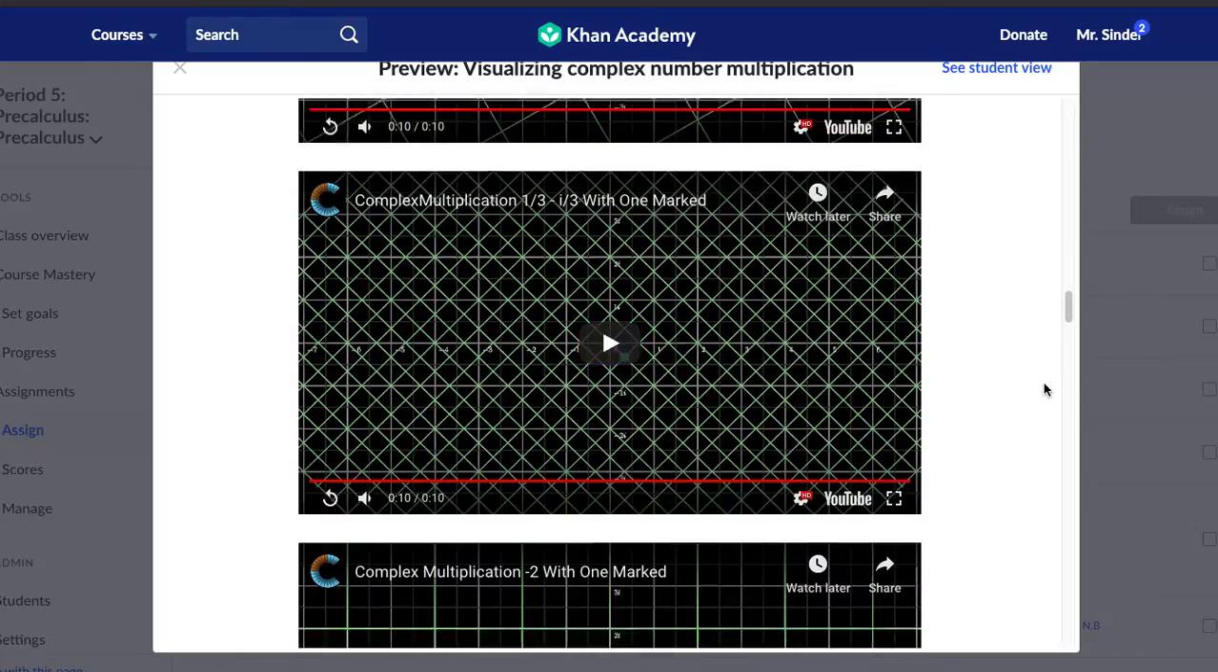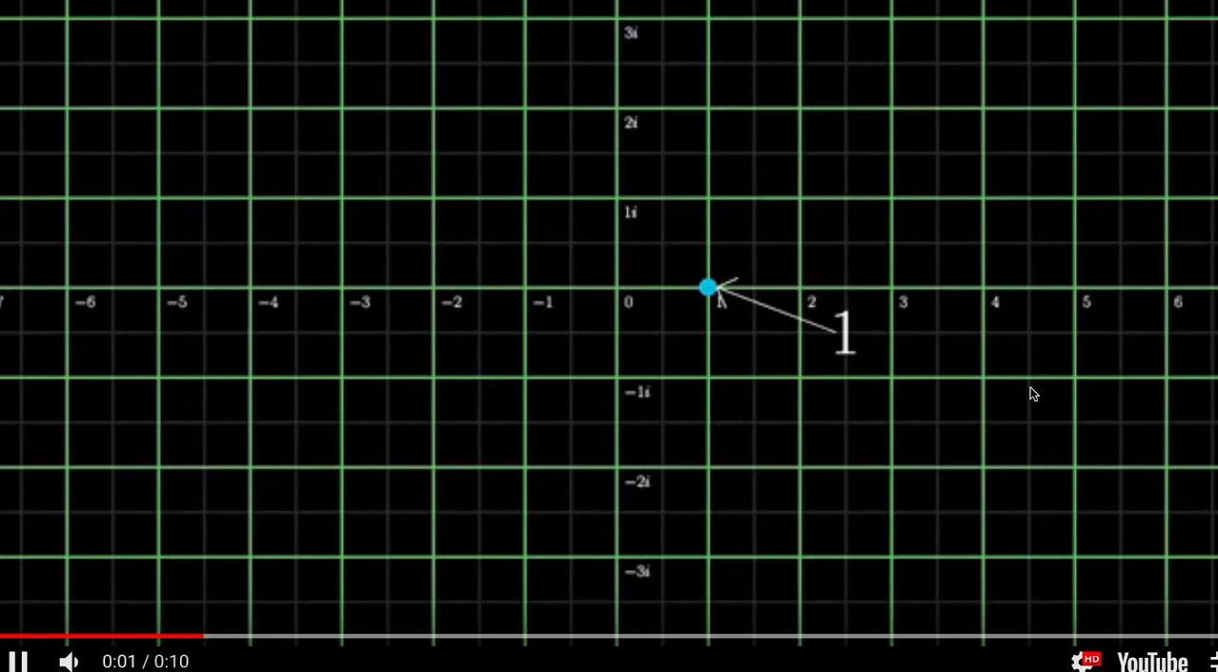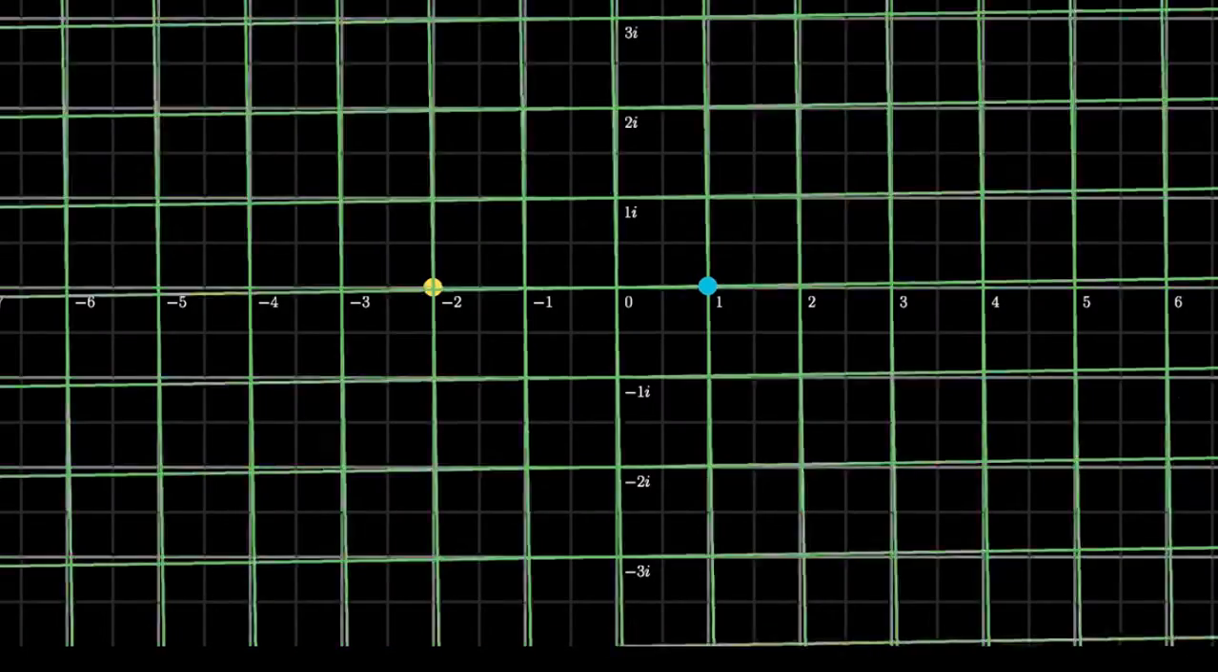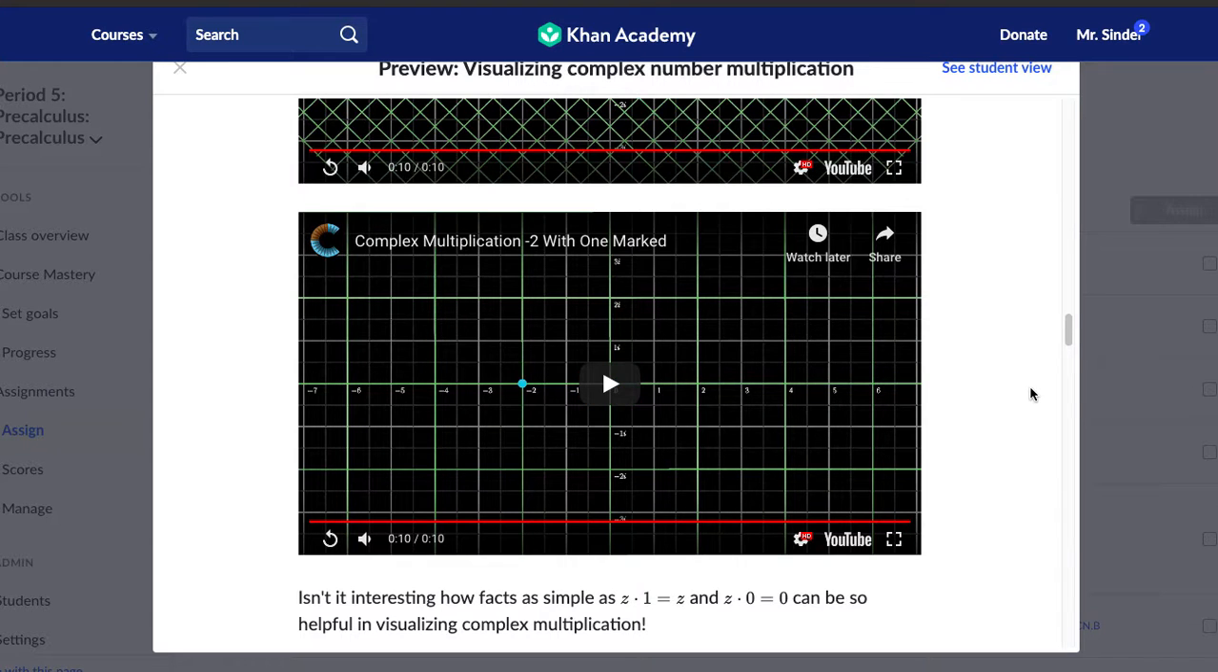Let's try another one. We saw this one, -2, with 1 marked. There's 1. Where should it end up? If I multiply by -2, over there, -2. Whoa. There it goes. Ready? And whoop. Whoa. I really wish that my pre-calc teacher had the technology to do this.